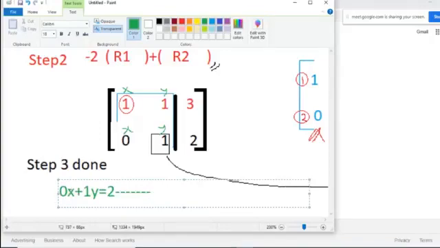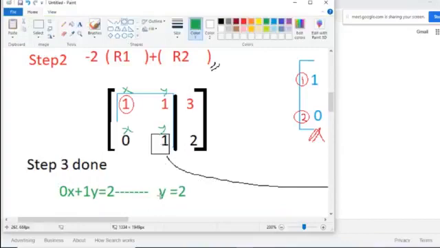0 multiplied by x, it will become what? 0. Then I will not write x. And at the same time, 1 multiplied by y will become only y. Then y equals 2. Then now I have with me the first answer. I have with me now y equal to 2, correct. This is the first answer.